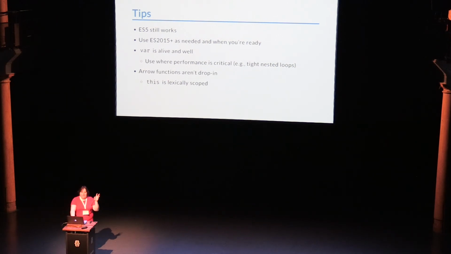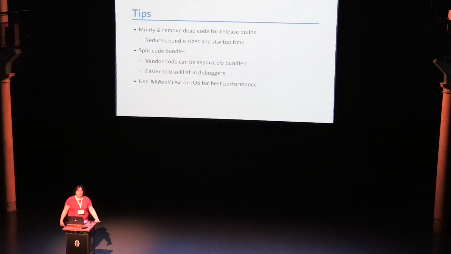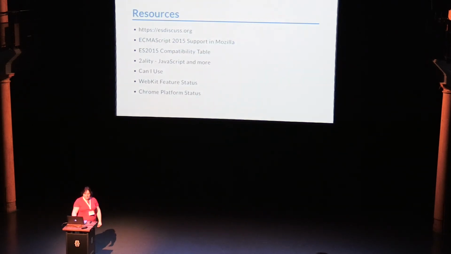I do want to warn you that arrow functions are not really a drop-in replacement for regular functions because this is lexically scoped. So occasionally that can catch you out, especially in your tests. Do minify and remove your dead code for release builds. It helps reduce your bundle sizes and startup time. Split your code bundles. It's easier for debugging, especially because you can just blacklist that vendor file. And if you can, use WebKit WebView for best performance.